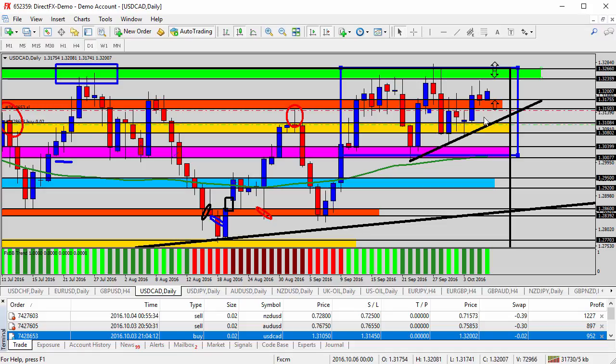But currently, we're holding the buy from the yellow zone, looking for it to stay above the orange zone and target the green shaded area. So your intraday trading opportunity could be buying at the orange zone, targeting the green zone.